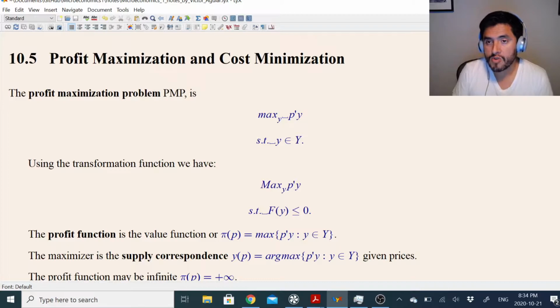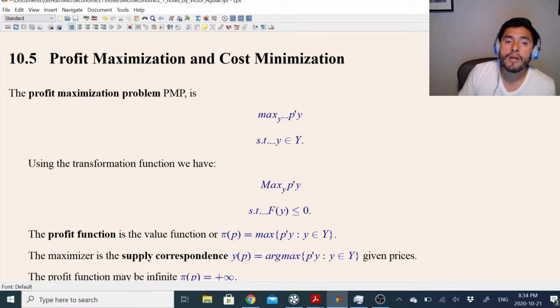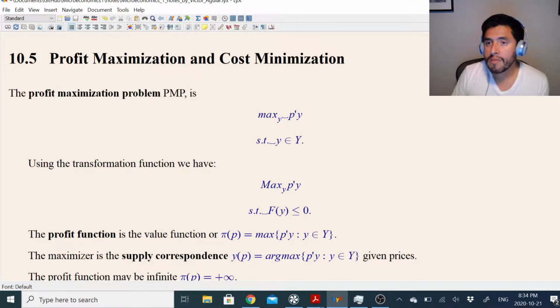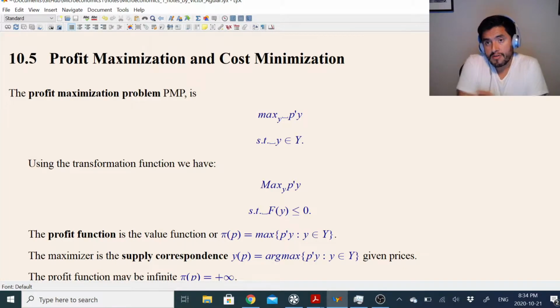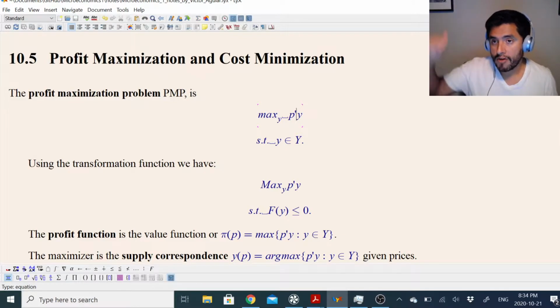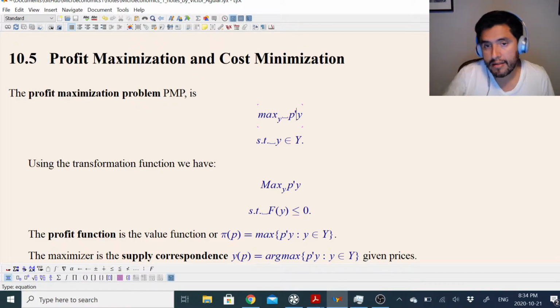Okay, firms, why would they want to maximize profit? Well, this is our assumption. So we are thinking of very simple firms that are price takers. They don't have market power. So conditional on taking price as given, they want to maximize profits. So what are profits? Profits are very simple here. It's just the multiplication of the vector of prices times the production plan.